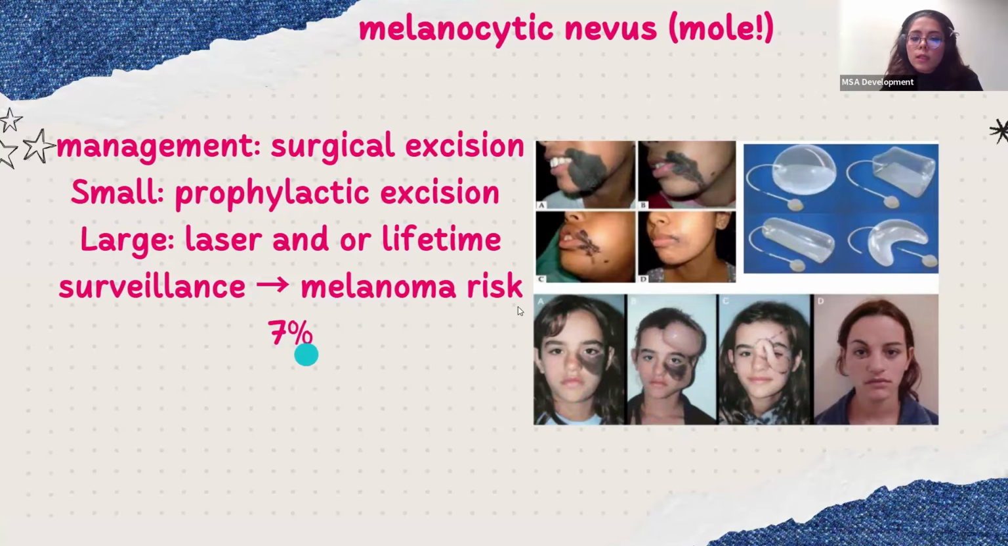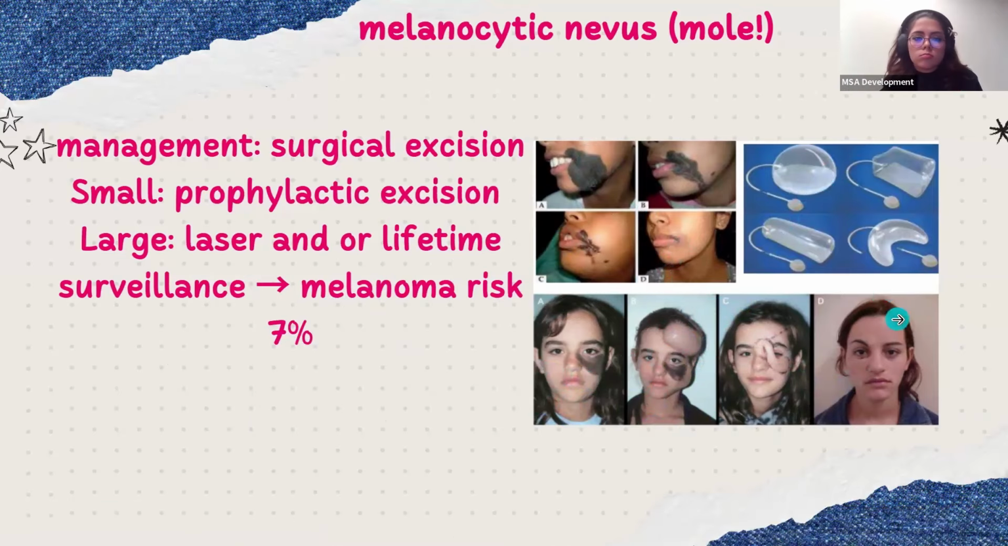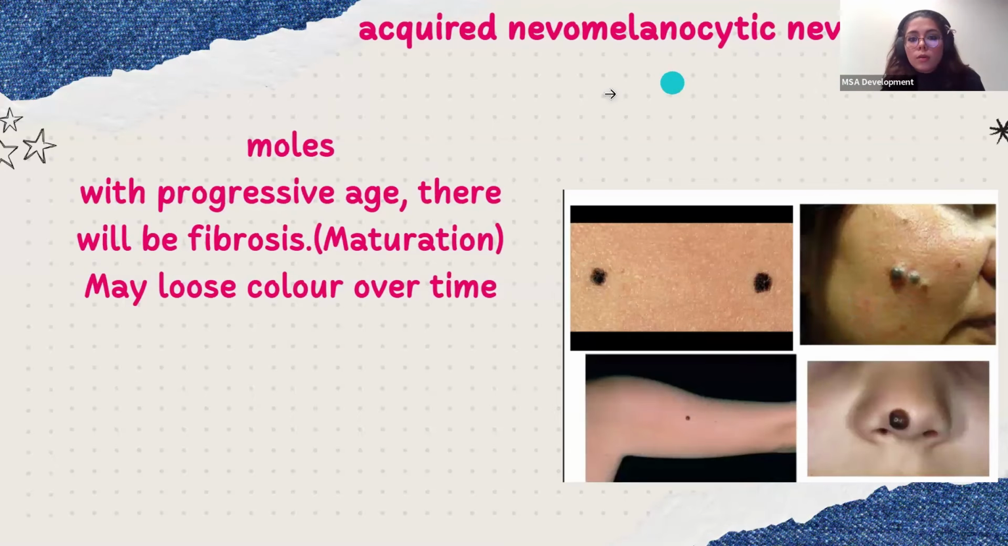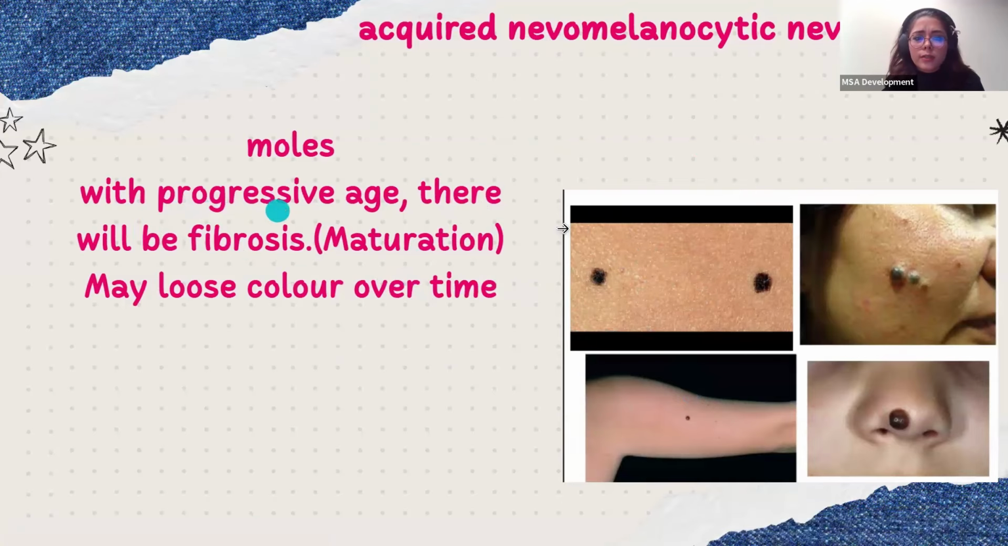The risk of melanoma in melanocytic nevus is about 7%. Piece of information you should know. Acquired melanocytic nevi, this is the most common one. It's not a birthmark, sorry, it's just a mole. With progressive age, there will be fibrosis, so maturation of the mole itself. For example, this patient, maybe when she was younger, her mole wasn't as defined. It would have been a tiny small one.